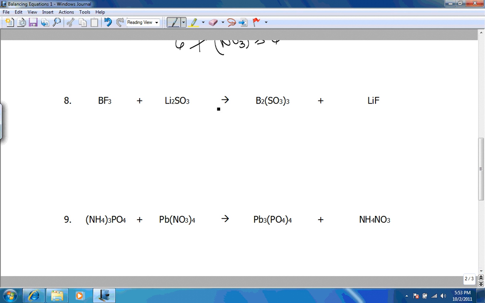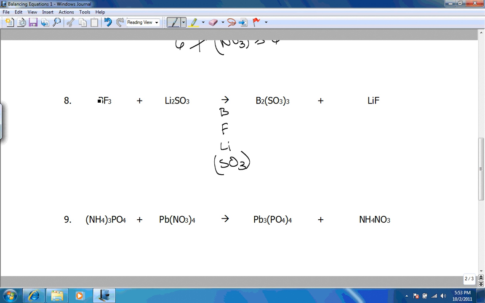Alright, so number 8, we have boron, fluorine, lithium, and this is sulfite, not sulfate, sulfite. And you notice that we have 1 on the left and we have 3 on the right. But you notice that they actually stay as a group.